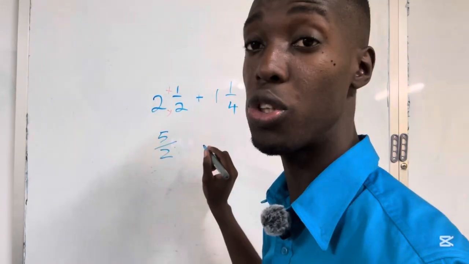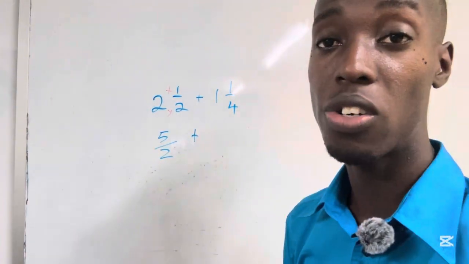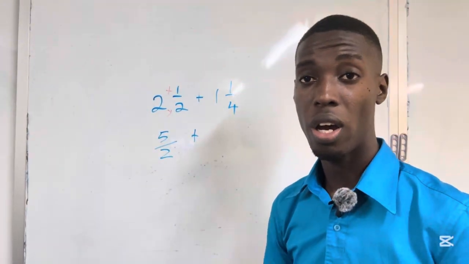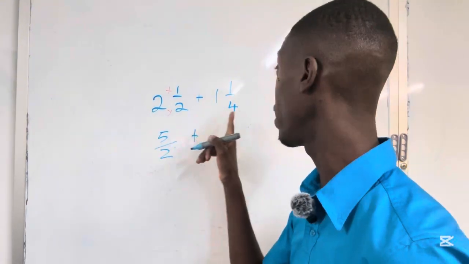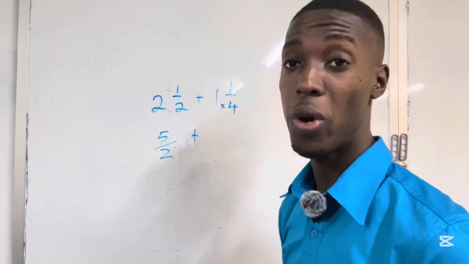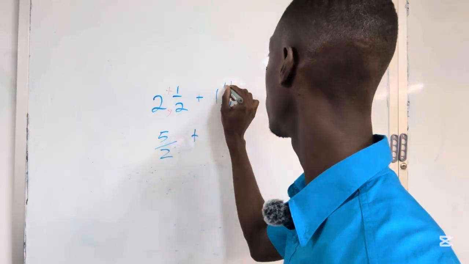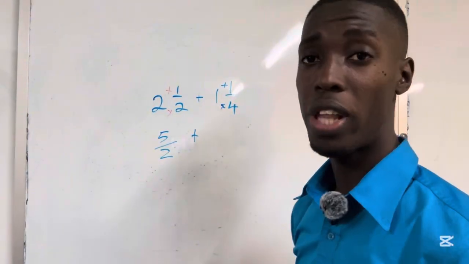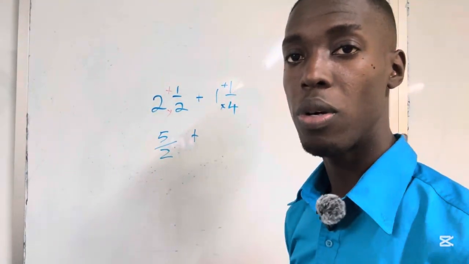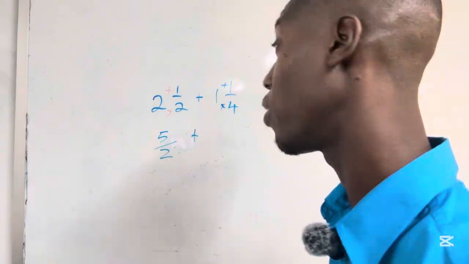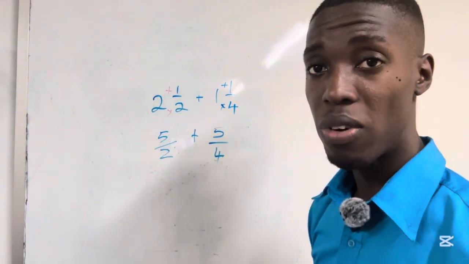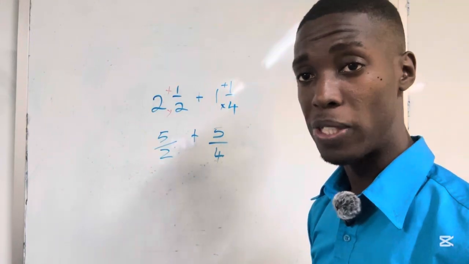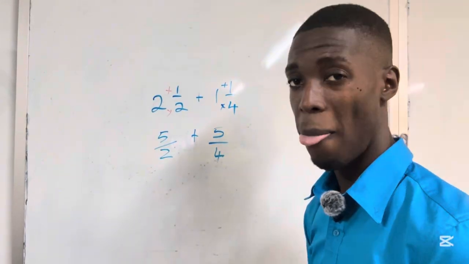5 over 2 plus, we're also going to convert 1 1/4. Same procedure: multiply the whole number by the denominator, and then add the numerator. So 4 times 1 is 4, plus 1 is 5 over 4. So now we have 5 over 2 plus 5 over 4.